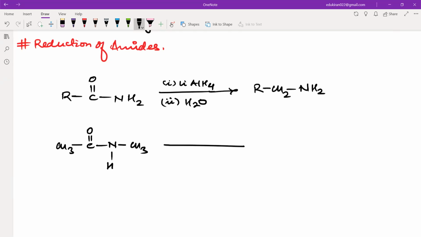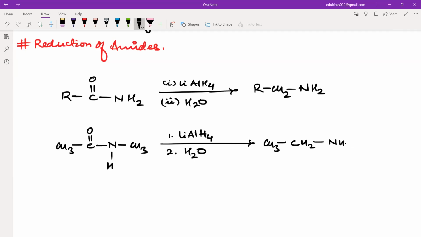Then if I use the same reagents, LiAlH4 in the first step, and in the second step, just add water. So in this case, what is going to happen? This oxygen is going to leave. This carbon is going to get 2 hydrogens, and this nitrogen is going to get no extra hydrogens. You will just get CH3, CH2, NH, CH3. So it depends what type of amide you are using.